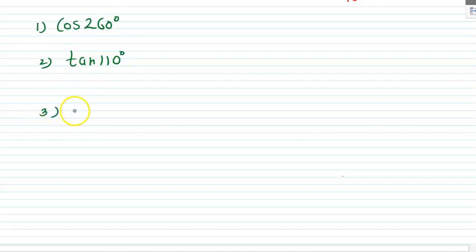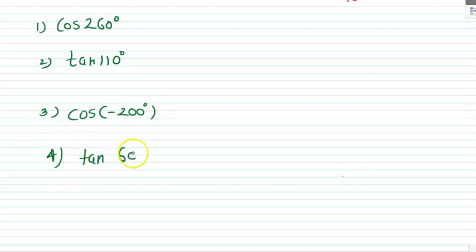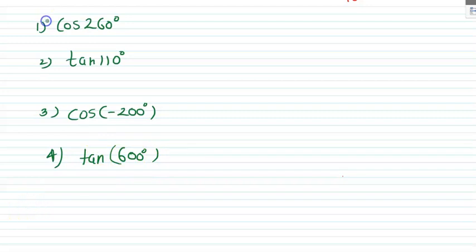Third one is cos minus 200 degree, and fourth one is tan 600 degree. So please pause the video and have a go. Okay, so first is cos 260. If you have tried, just check your working with my working.